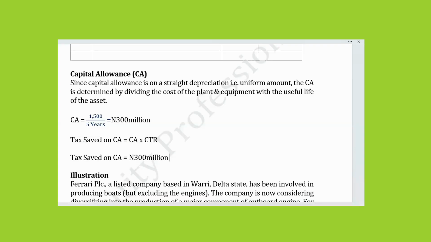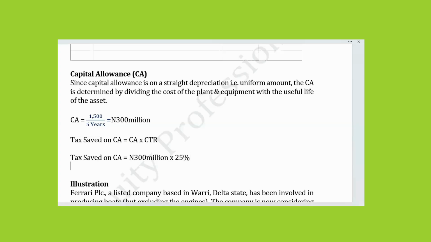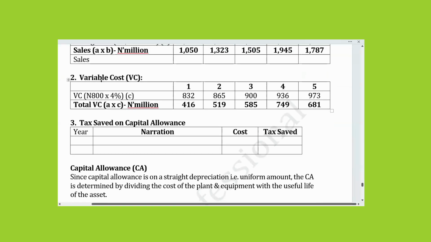Okay, so tax saved on capital allowance is multiplied by company tax rate of 25%. Give it to me, what do you have? 7.5 billion? 7.5 or 75? 75. Okay, so 75 million is tax saved on capital allowance. So that is what we are going to use. I don't need this table, let me just delete it.